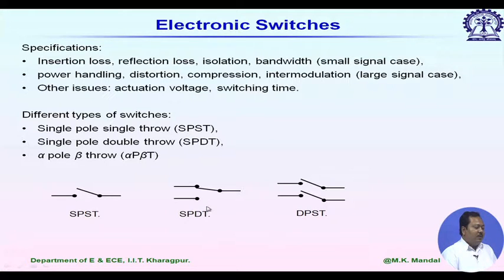The next one is single pole double throw switch. So, the switch is connected to one point and it can connect either the first line or the second line. So, two throw positions are available, we call it SPDT switch. In general, we can define alpha pole beta throw switch or alpha P beta T switch.